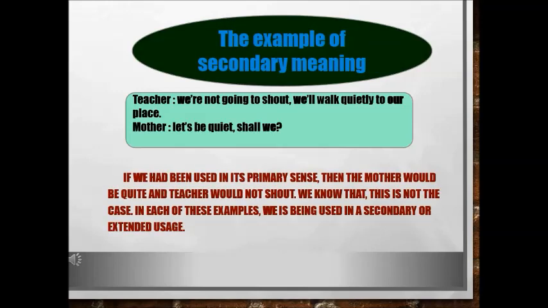Next are the examples of secondary meaning. The first is the teacher: we are not going to shout. We will walk quietly to our place. Second is the mother: let's be quiet, shall we? If we had been used in its primary sense, then the mother would be quiet and the teacher would not shout. We know that this is not the case. In each of these examples, we is being used in a secondary or extended usage.